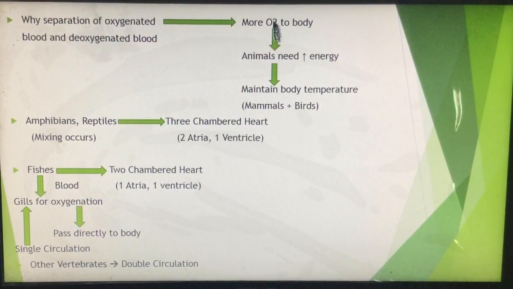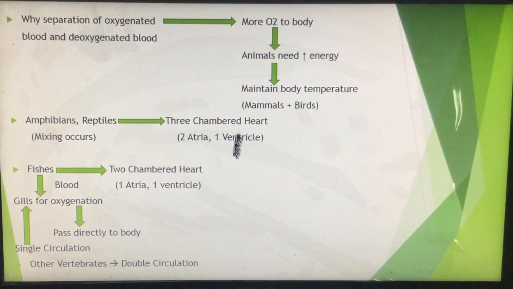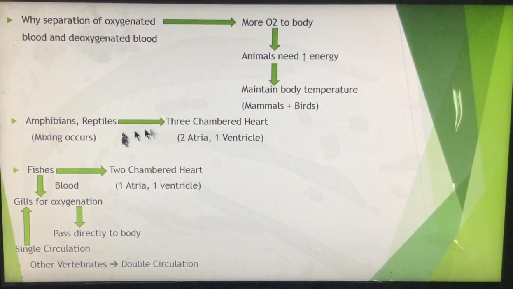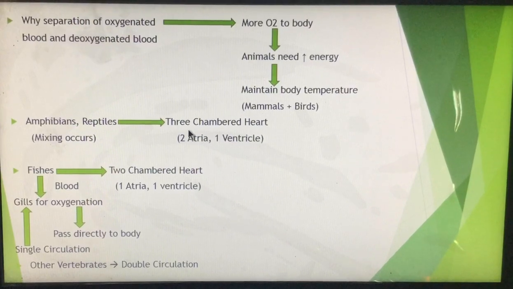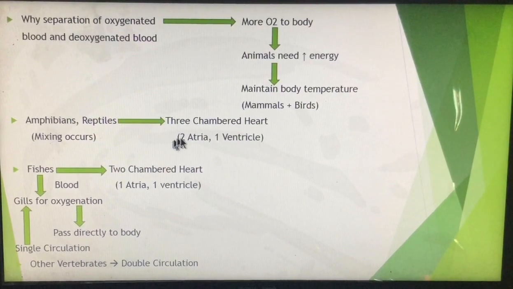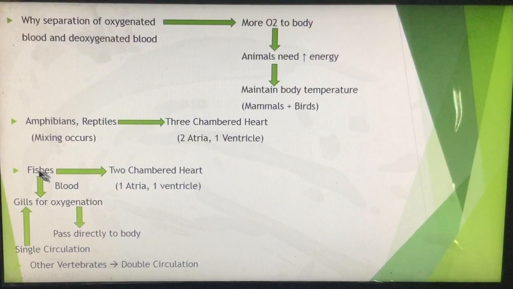Their oxygen requirement is less compared to mammals and the birds. So remember, in amphibians and in reptiles, the mixing of the blood takes place. Why? Because the heart is not 4-chambered, heart is 3-chambered. कौन कौन से 3 चैम्बर हैं? 2 एट्रियम है और 1 वेंट्रिकल है, ओके.